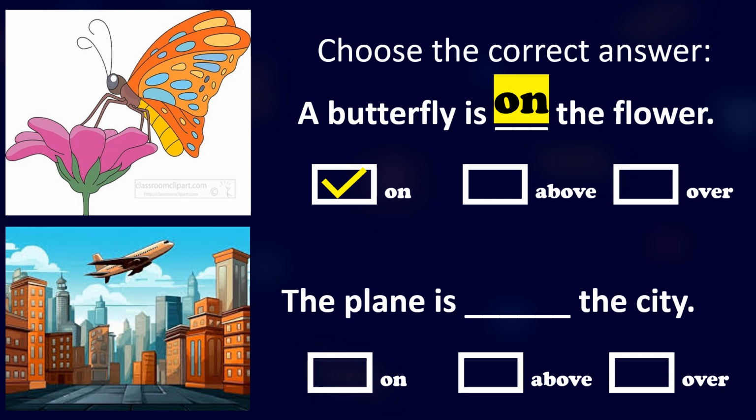And the next example is: the plane is dash the city. My dear children, remember the plane is moving. It's not still. So which option is correct? Very nice. Over. We'll use over here because the plane is moving across the city. Wonderful. That's why we'll use over.